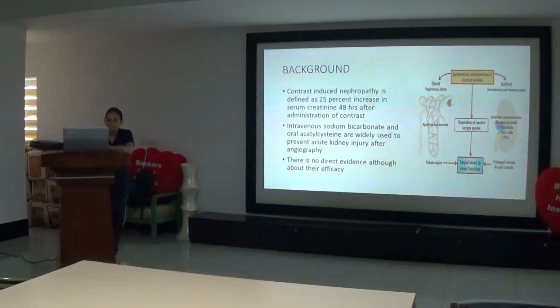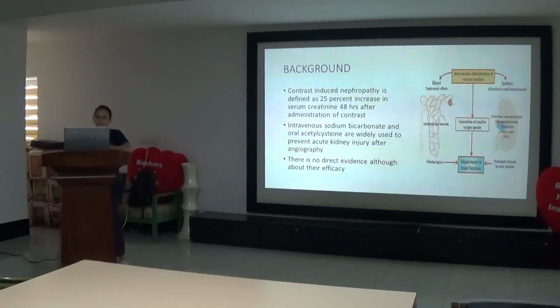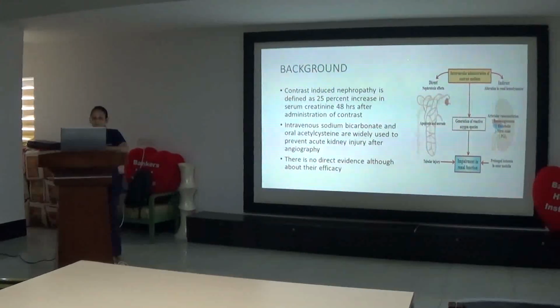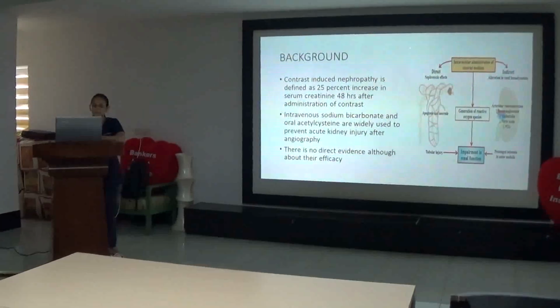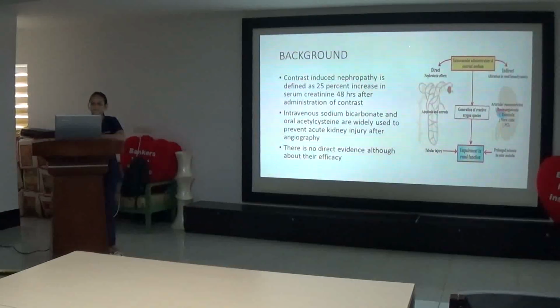Let's begin. What exactly is contrast-induced nephropathy? By definition, it is a 25% increase in serum creatinine 48 hours after administration of contrast. So, what does contrast do? It has a direct necrotic and apoptotic effect on the tubule. It increases reactive oxygen species and leads to arteriolar vasoconstriction. All in all, it results in impaired renal function.